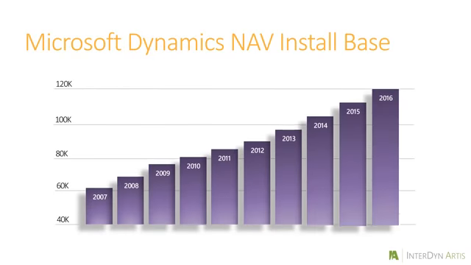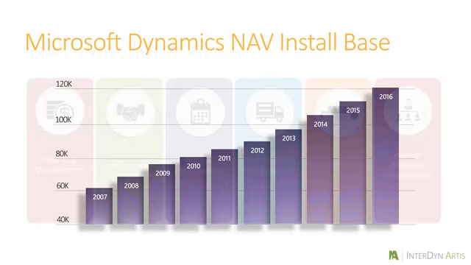As you can see, NAV has a phenomenal growth rate. It's almost a straight line, so I would expect us to be up to 140,000 customers by the end of 2017, and it just keeps on going. I don't see it stopping anytime soon.